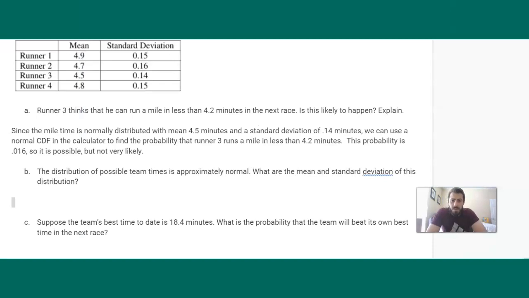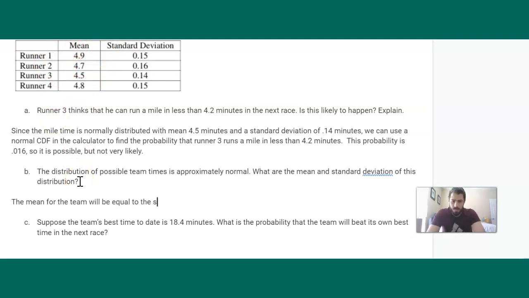The distribution of possible team times is approximately normal. What are the mean and standard deviation of this distribution? So now what they want is the distribution of the entire team, not just each individual racer. So the first part of this is easy. For the mean of the combined distribution, all you have to do is add these means together.